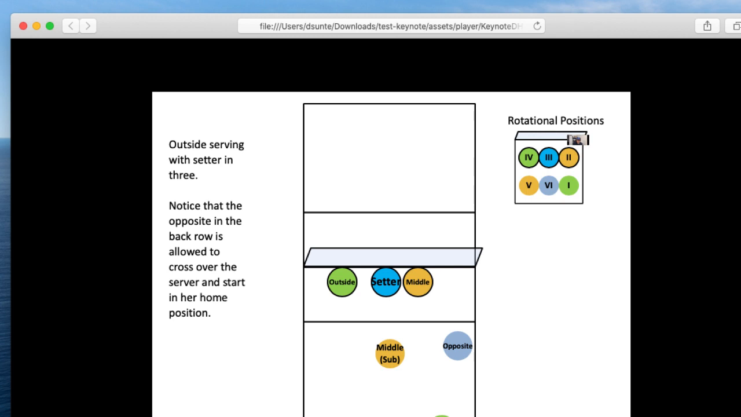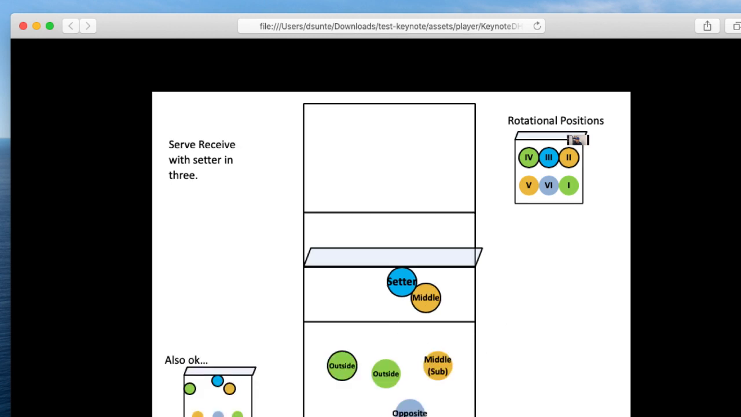Next, the outside, rotation 5. The outside basically serves. Then you actually have the setter and the middle switch, and everybody stays home. The outside goes to the right. Excuse me, the middle back, and the middle sub libero goes over there.